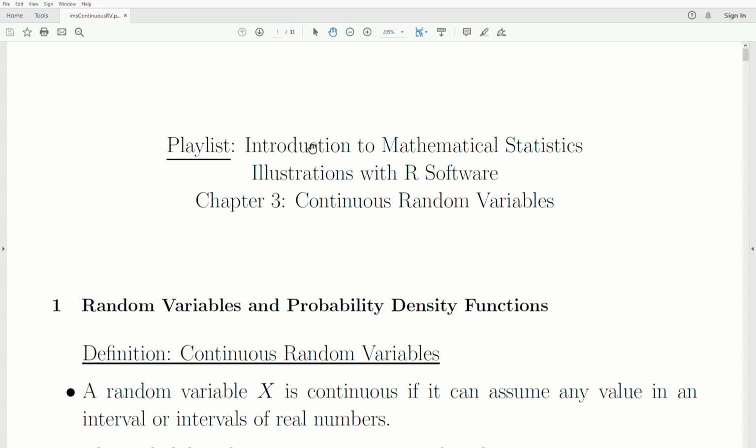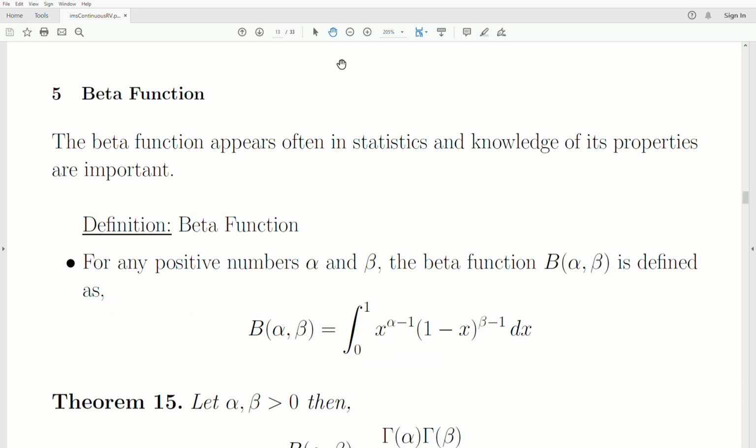Hello, this is the next video in a playlist that I'm calling Introduction to Mathematical Statistics. We're in Chapter 3, part of this playlist, which I'm calling Continuous Random Variables. And let's jump to today's topic, which is the beta function. Not the beta distribution. Of course, we'll cover that in a later video, but this is the beta function.